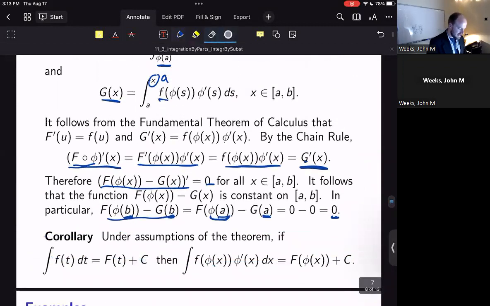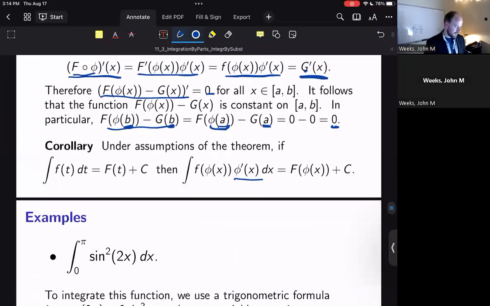One of those things that we see it in a lot is that we could use this for indefinite integrals, like right here. The integral of f of phi of x times phi prime of x dx. Normally, we would, in an introductory calculus course, refer to this as a du. Then this would be equal to capital F of phi of x plus c. This being the capital F that we saw in the theorem statement.